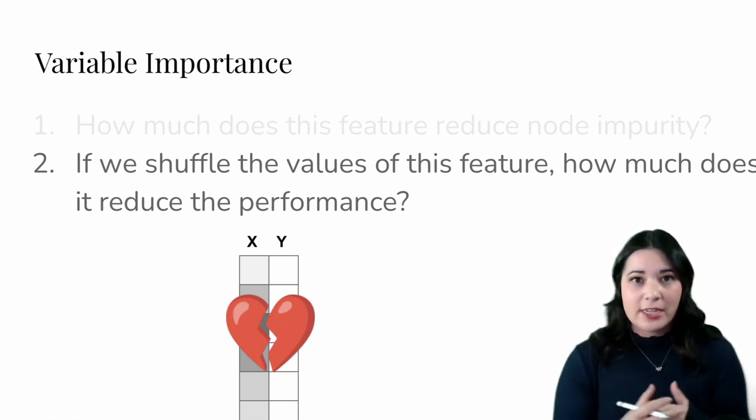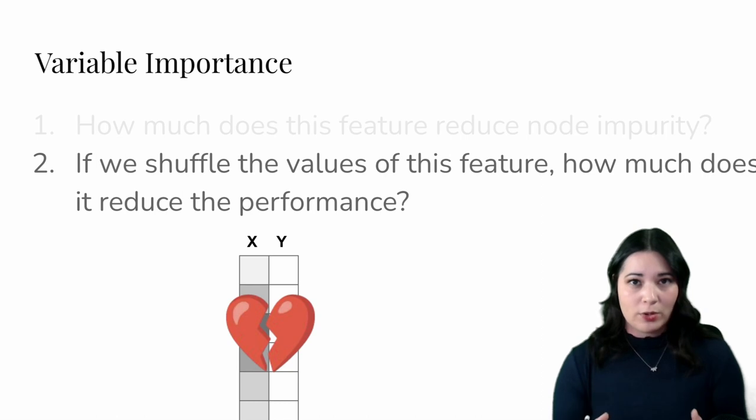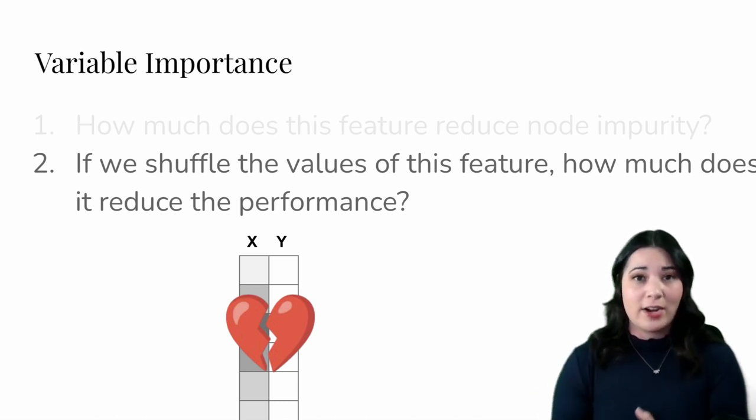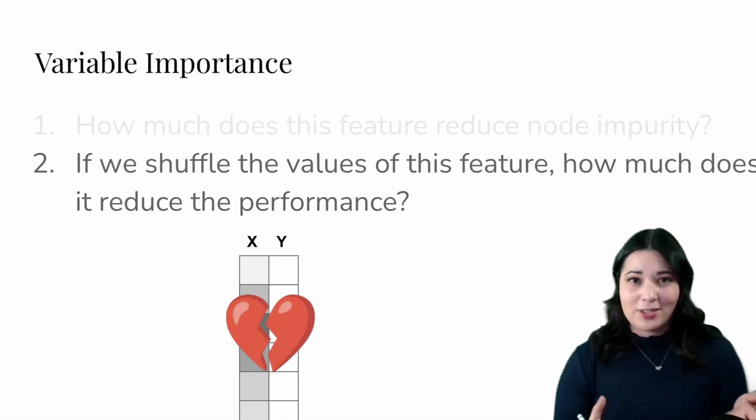Thus, if we send our data through the tree and it no longer makes good predictions, then that original variable was very important in determining the thing we're trying to predict. If we scramble our feature and nothing really changes, it means that that variable was not that important in making our predictions.